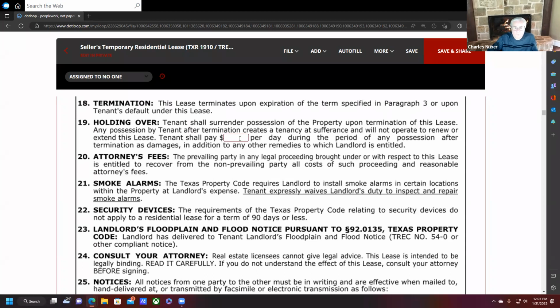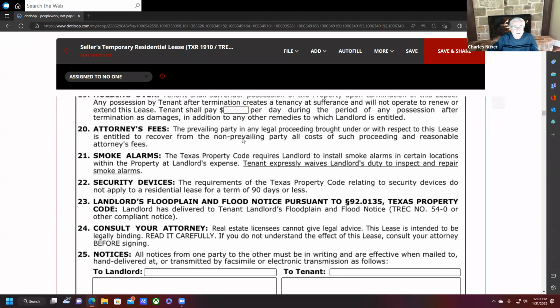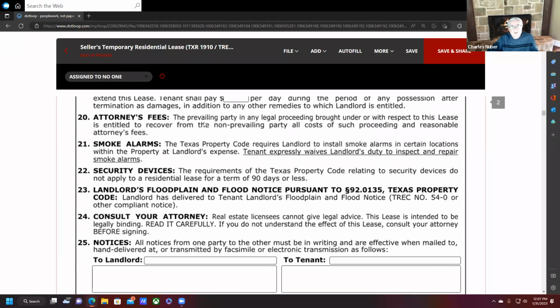I'm going to put about $450 per day right there, because by the time you park a truck and you have to store your belongings and you get a hotel for your family, it's not going to be cheap. Attorney's fees: the prevailing party in any legal proceeding brought under or with respect to this lease is entitled to recover from the non-prevailing party all costs of proceedings and reasonable attorney's fees. And you've heard me teach before, I've never seen an attorney say they charge too much. They always say that their fees are reasonable.